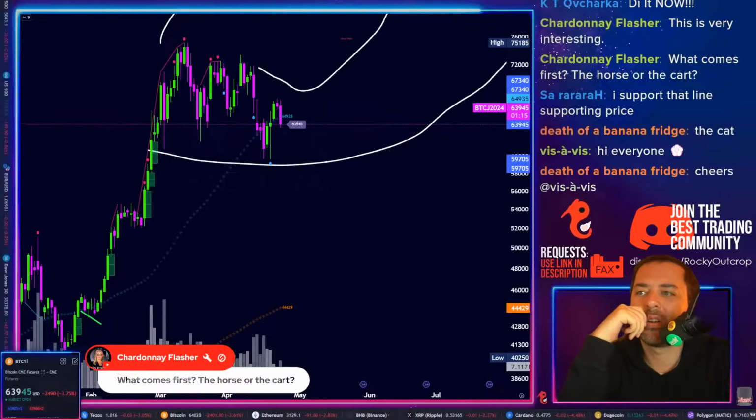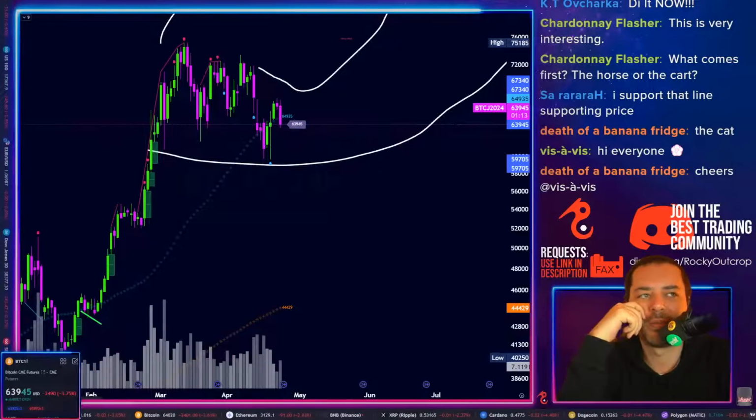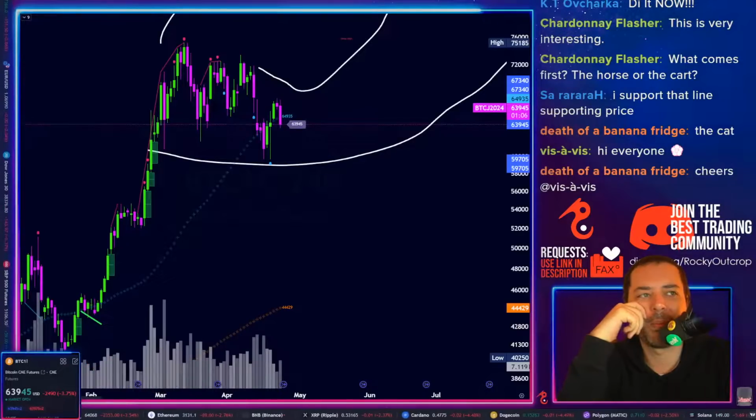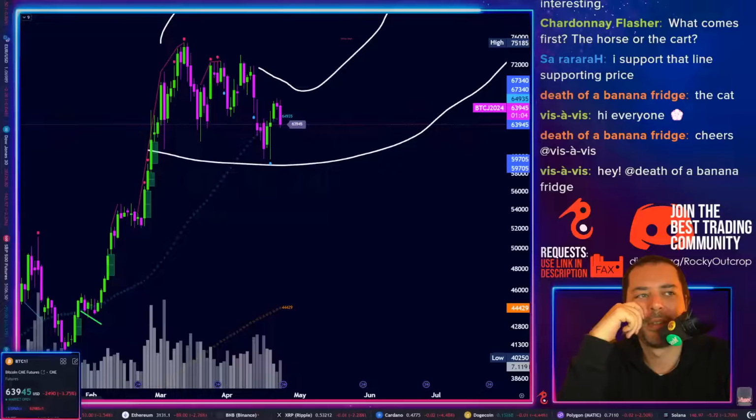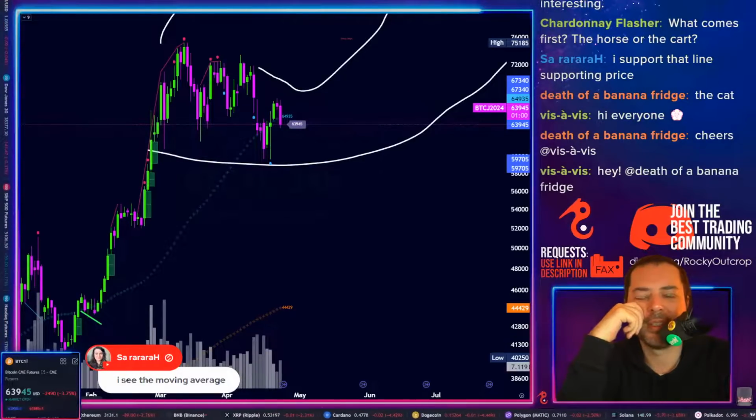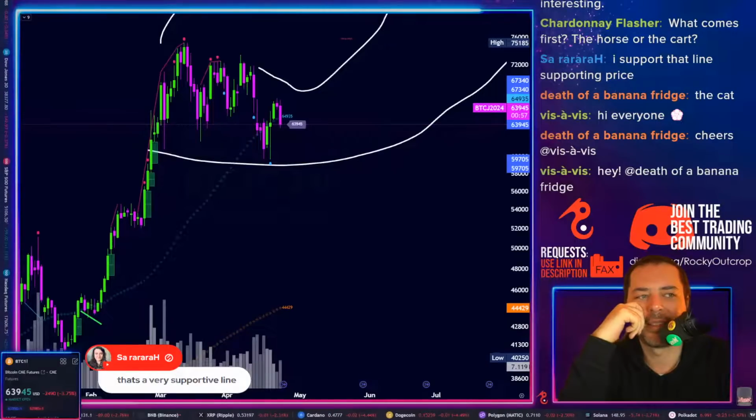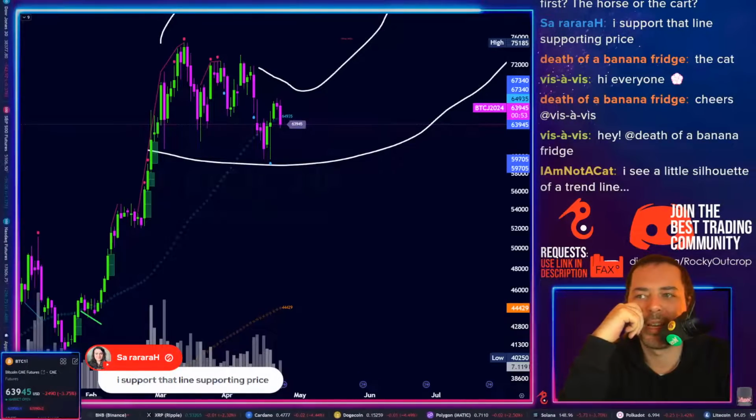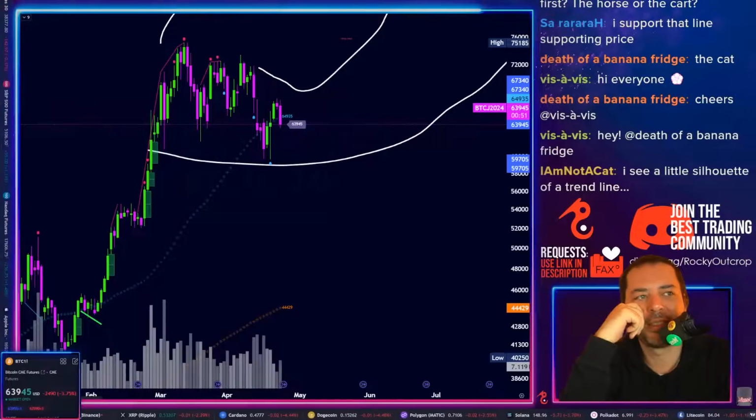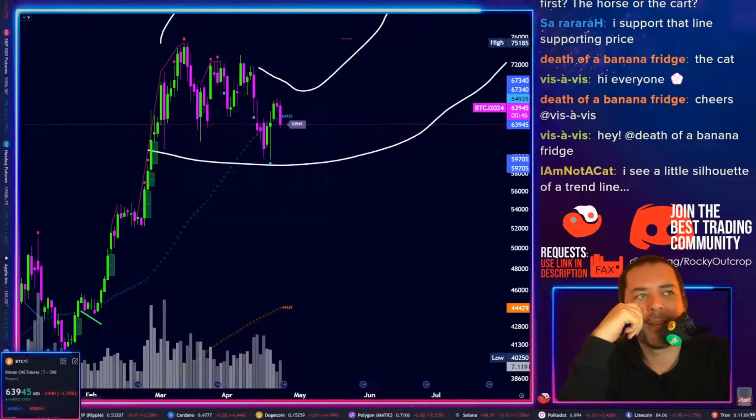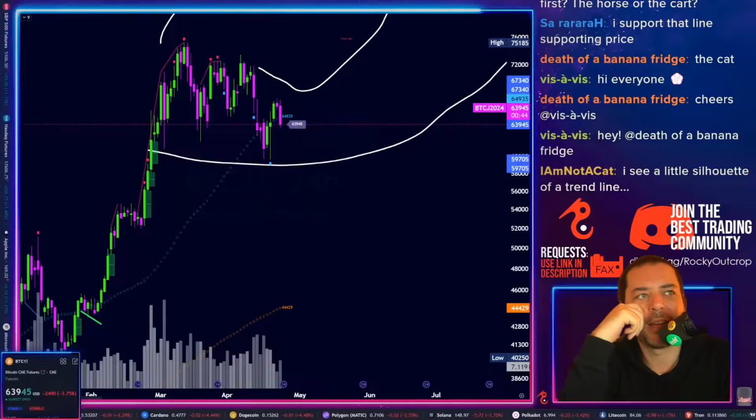What comes first, the horse or the cart? It's a good chicken and egg question, that one. Other salient comments are, we have, I like bread, I love lamp. Sarah in the chat is, of course, seeing the moving average and likes that it is a very supportive line. She says that she supports the line supporting the price. So she's in support of what she's seeing there. That's good to know.